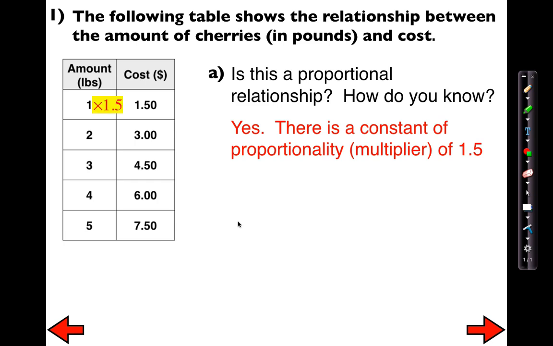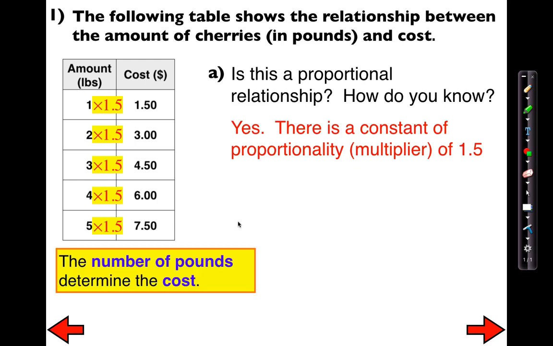Let me prove it to you. If I do 1 times 1.5, that'd be the $1.50. 2 times 1.5 would give you the $3. 3 times 1.5 would give you $4.50. And 4 times 1.5 would give us $6, and so on. So the number of pounds determines the cost.